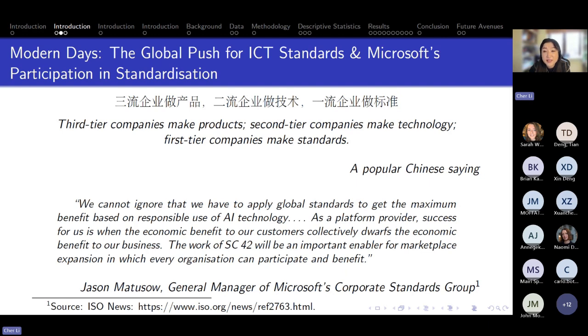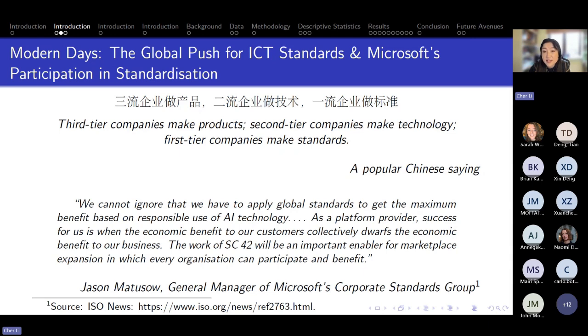As a platform provider, success for us is when the economic benefit to our customers collectively dwarfs the economic benefits to our business. And the work of SC42, one of the ISO, International Standards Organization's, Standards Committee 42, is very influential now in developing AI standards. So that will be an important enabler for marketplace expansion in which every organization can participate and benefit.